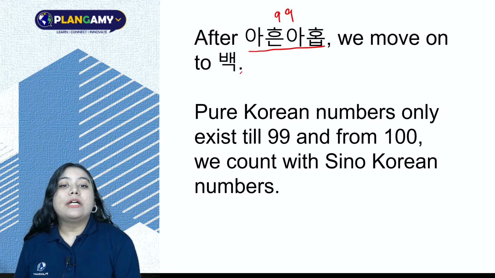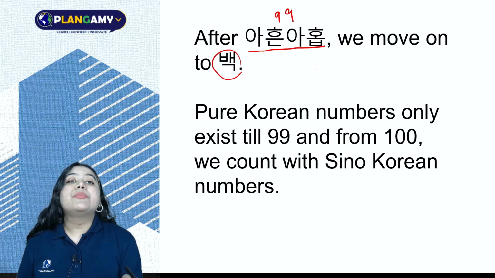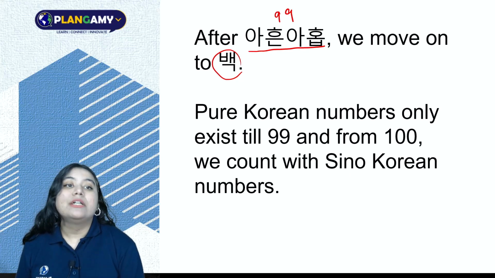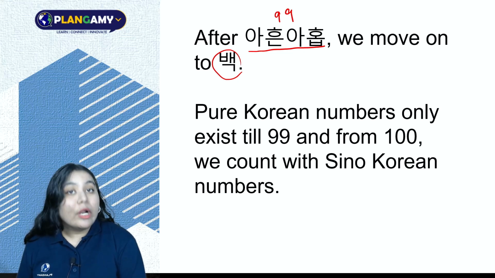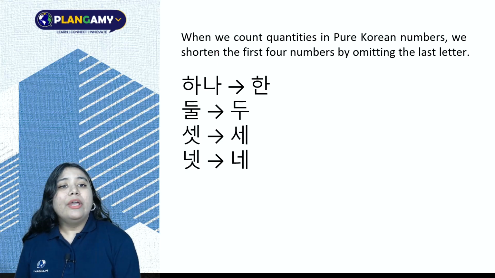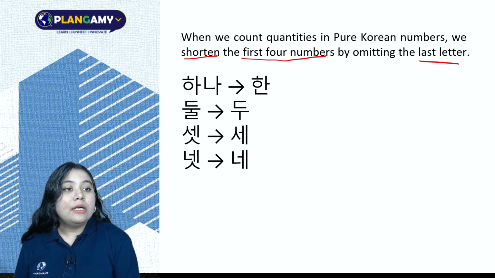After 99, we continue counting from 백. Pure Korean numbers go up till 99. After 99, you count from Sino-Korean numbers. Also, we use pure Korean numbers to count quantities and age. It's used for other things as well, but till now we are only going to learn about quantities and ages.